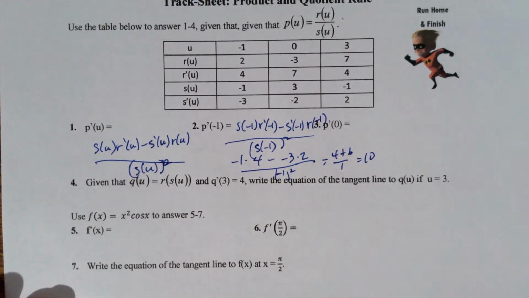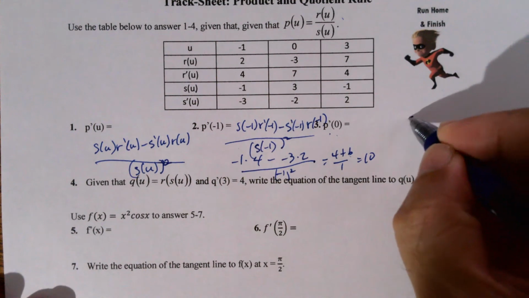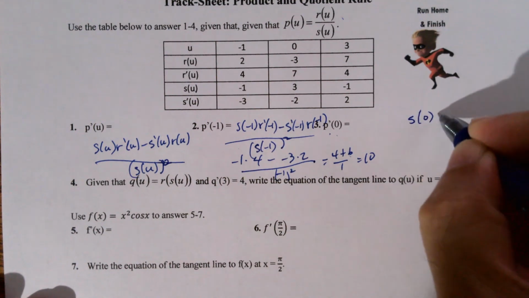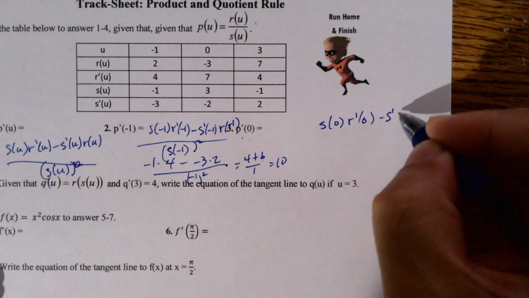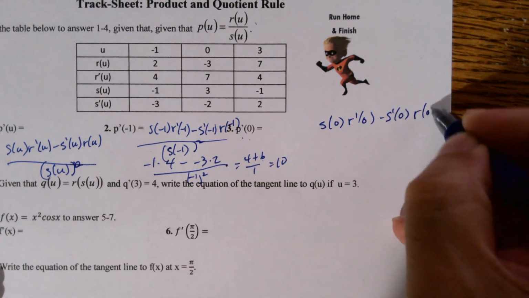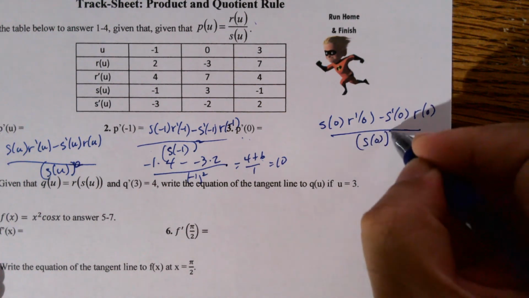Okay, it's asking for p prime of 0. So plug 0 into that expression, right? We just did that a second ago. So it's s of 0 times r prime of 0 minus s prime of 0, r of 0, over s of 0 squared.